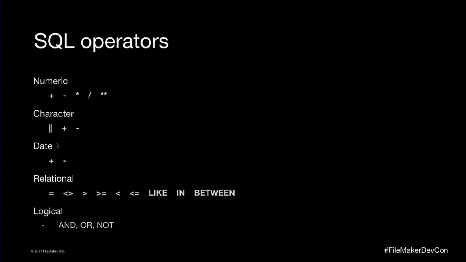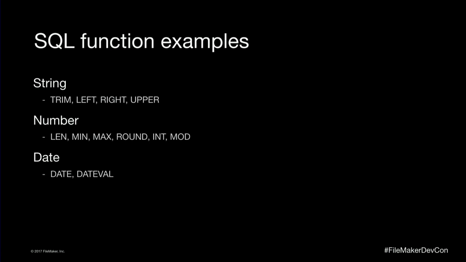There are some historical reasons why it works that way, but for the most part, use the double pipe to do concatenation. Date values can do some math as well. You can add a number of days to a date. You can subtract 2 dates from each other and get the number of days between those dates, much like you would do in FileMaker. The relational operators, we're all pretty familiar with the equality and inequality operators. SQL also has like, in, and between operators, that are kind of special case things that you can use. I've got some examples in the file I'll show you in just a bit that uses some of those as well. Logical operators are and, or, and not, the primary logical operators that are available to you when you're writing SQL statements.